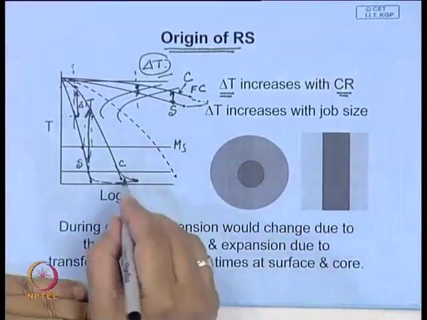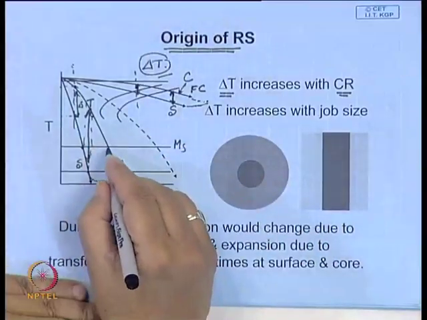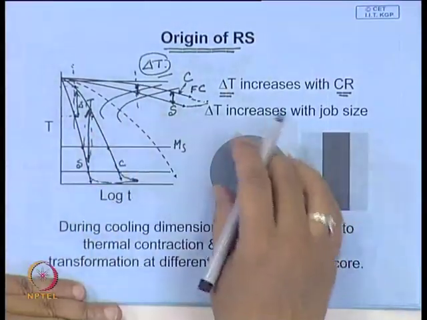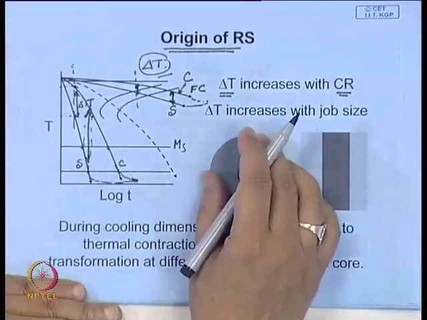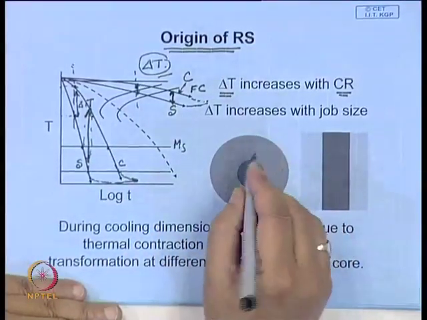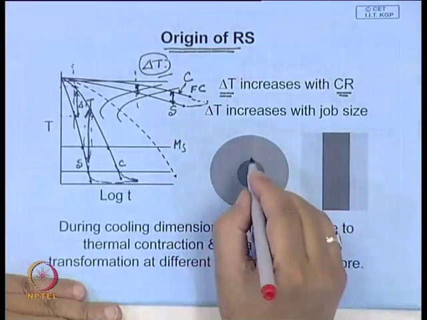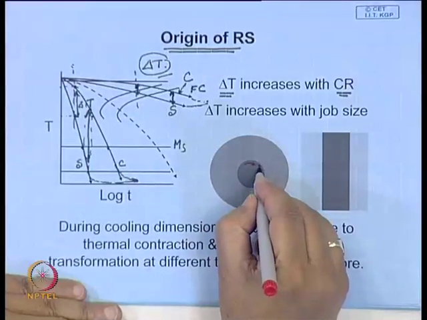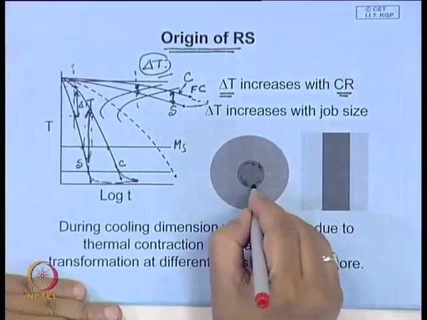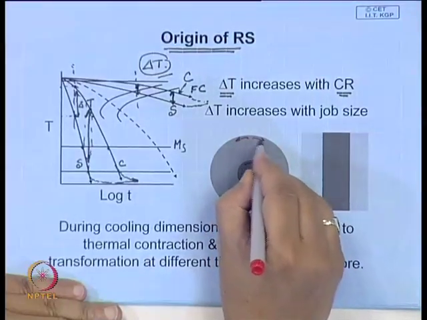So, towards the end of the transformation, the core tries to expand, but the surface has already reached its final size and will not allow it to expand. Therefore, here you will have compressive stress, tangential compressive stress, whereas here there will be tensile stress.